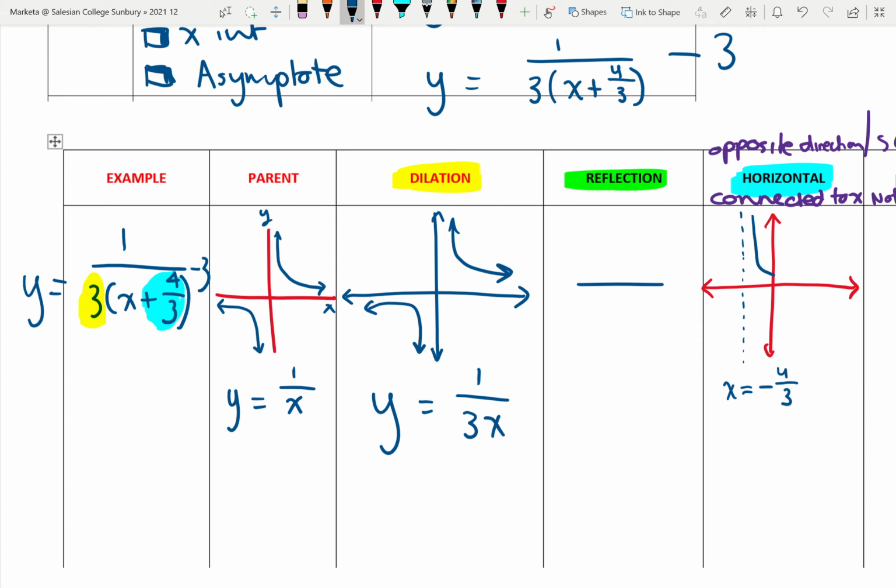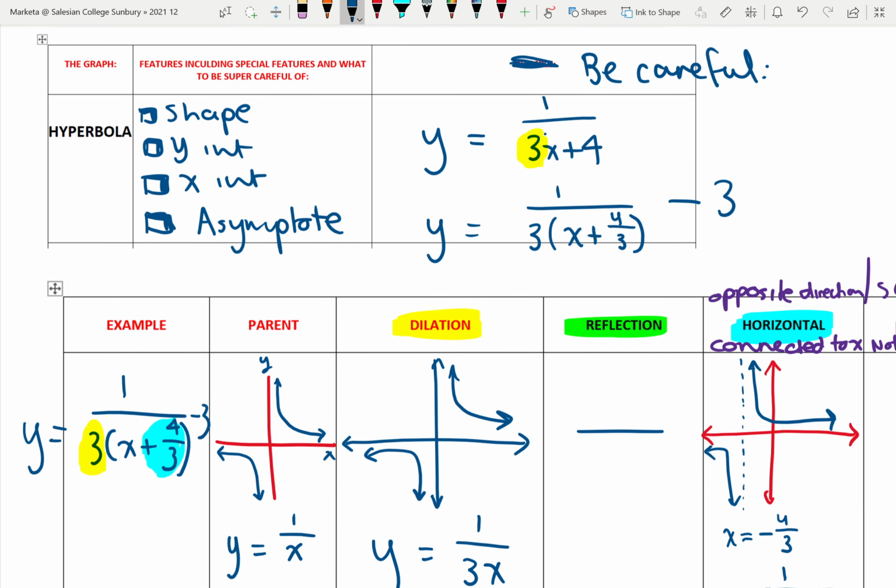And then we can draw our hyperbola in the same way. So our equation here is going to be y equals 1 over 3x plus 4/3. And notice how this is very different to if we had forgotten to remove this 3.